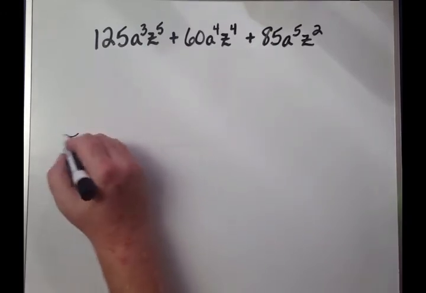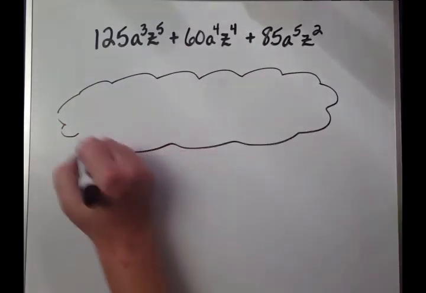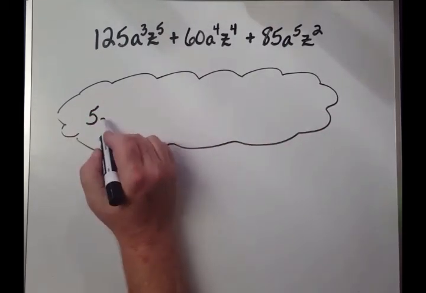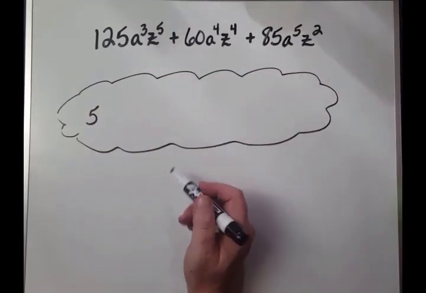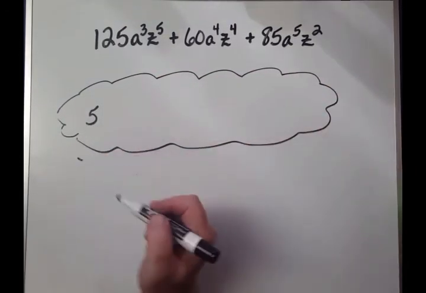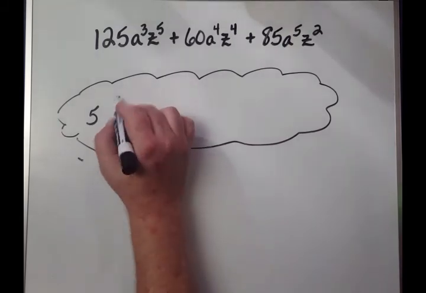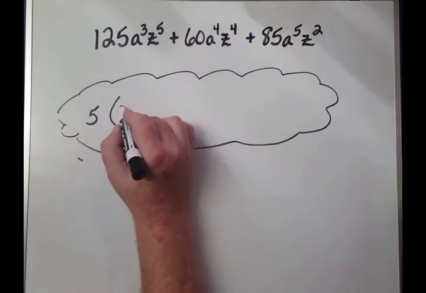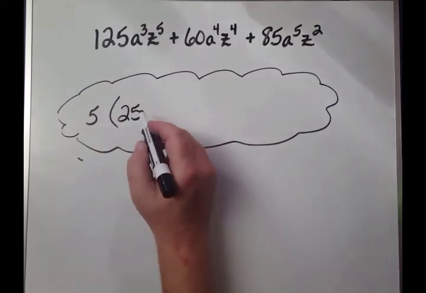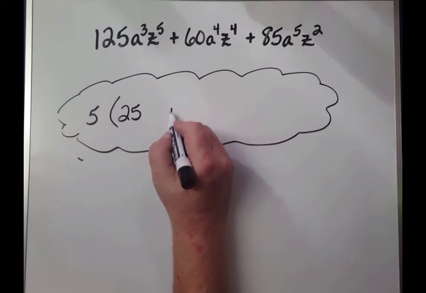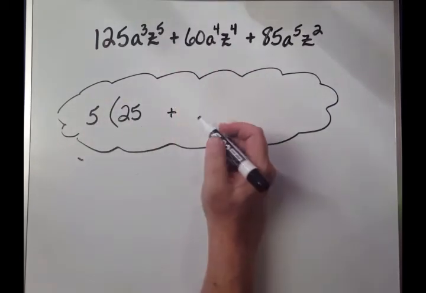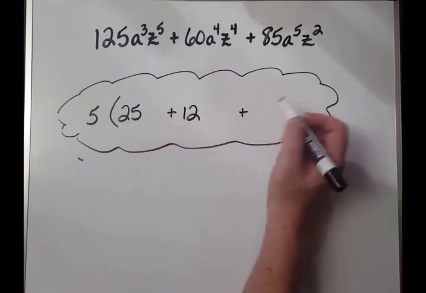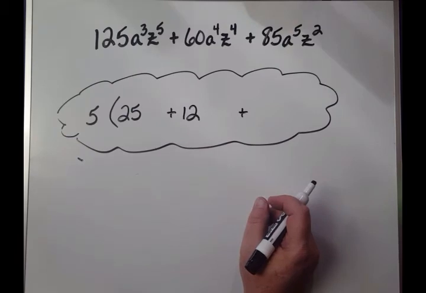Well, let me think about this. If I were to start factoring this and I pulled out a 5, and just ignore the A's and the Z's right now, we're just pondering, is 5 the biggest? What would get left behind? You pull 5 out of 125. 5 times what? 5 times 25 is 125. Some A's and some Z's. Plus, pull 5 out of 60 as a factor. 5 goes into 60 12 times. Some A's and some Z's. 5 goes into 85 how many times?